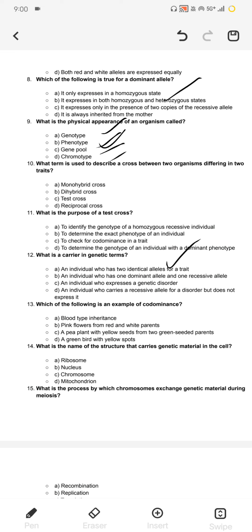Okay, so the right answer here is option D. That means organism carries the recessive allele for any disorder but does not express it. Okay, that means he is a carrier, is not affected by that disease.